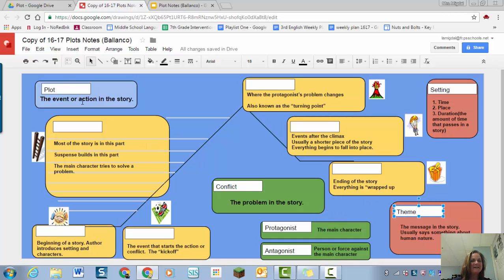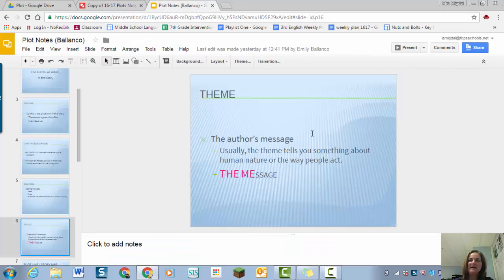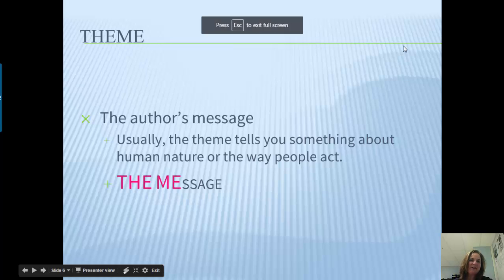So we've got plot, the events and action in the story. We've got conflict in the middle because, of course, the conflict is at the heart of the story. We remember characterization, our protagonist and our antagonist. We talk about setting and theme. Okay, so all the rest of these boxes are going to be the parts of the plot, and I'm going to run you through that right now.